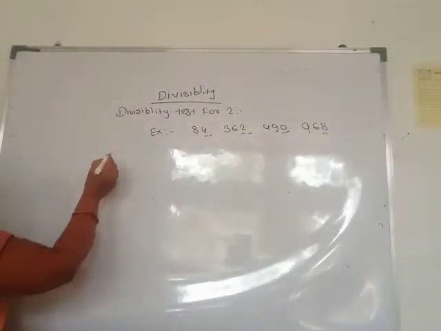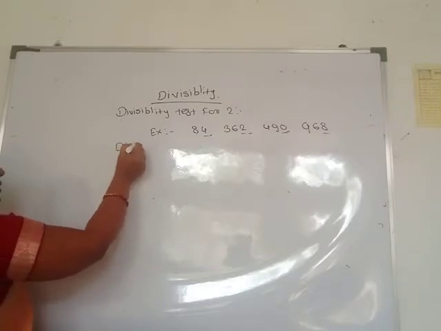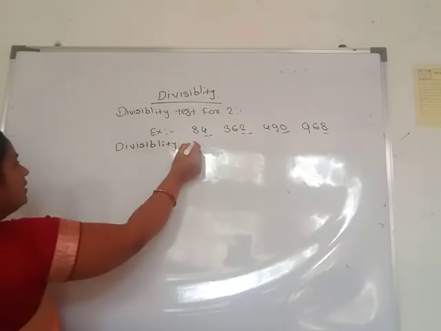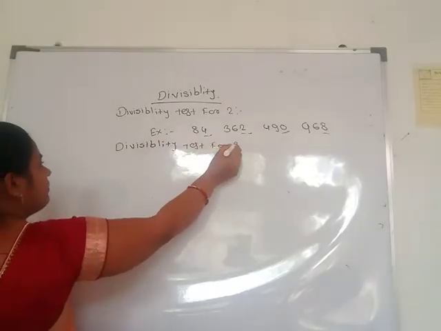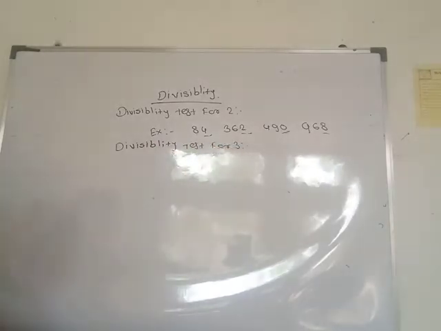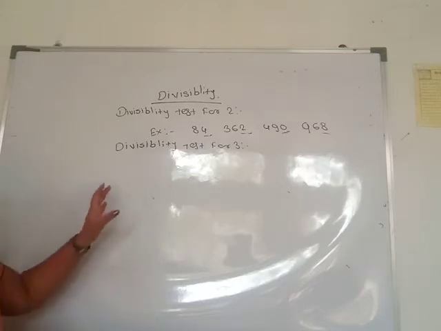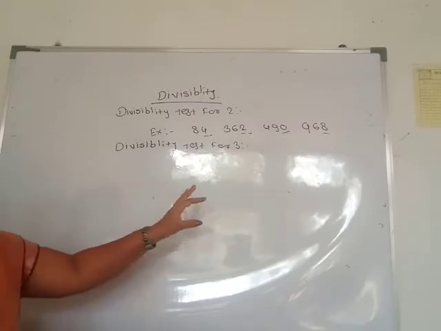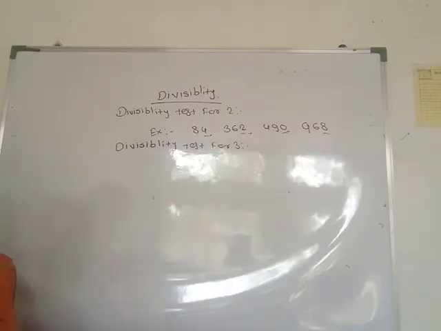Then the divisibility test for 3. If the sum of the digits of a number is divisible by 3, then that whole number is divisible by 3. See the example.